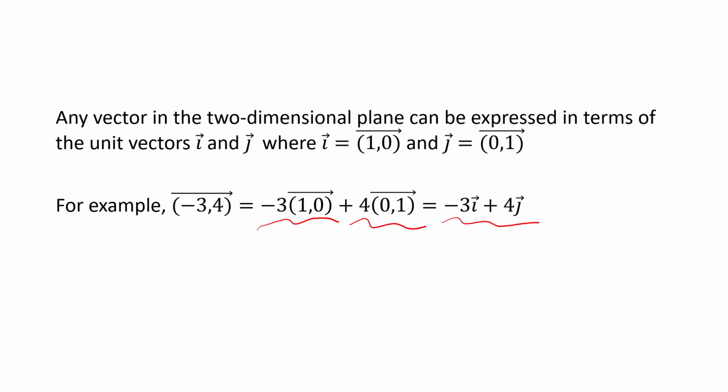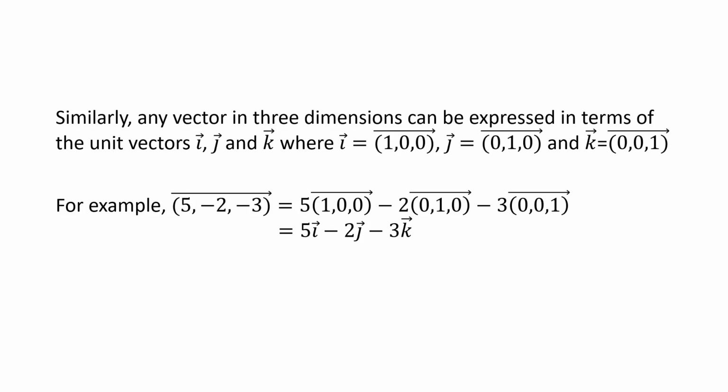This is the sort of thing that most students will just do by recognition without much thought when they get used to vectors. Negative 3, 4 will be negative 3i plus 4j. And it also works in three dimensions. Instead of i being 1, 0, because we're in three dimensions, i will be the vector 1, 0, 0, j will be the vector 0, 1, 0, and k will be the vector 0, 0, 1. And then ultimately 5, negative 2, negative 3 will equal 5i minus 2j minus 3k.